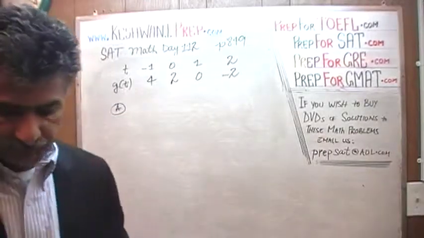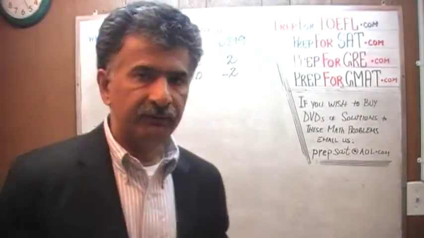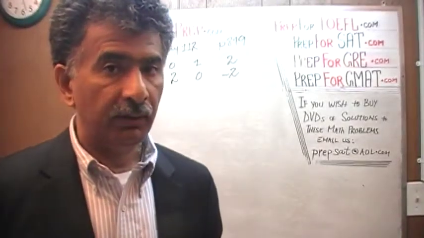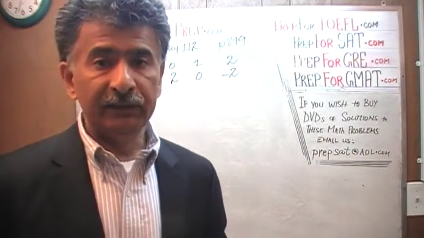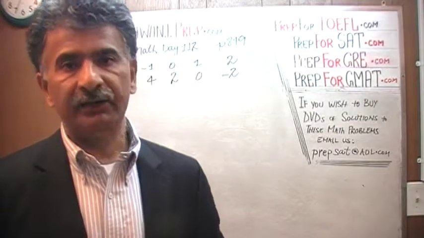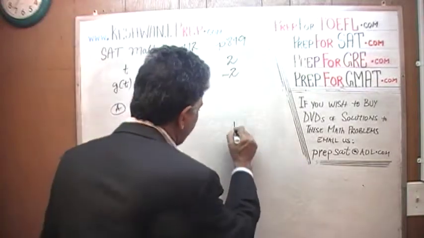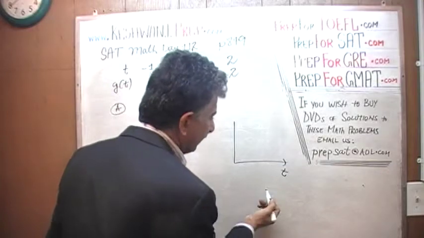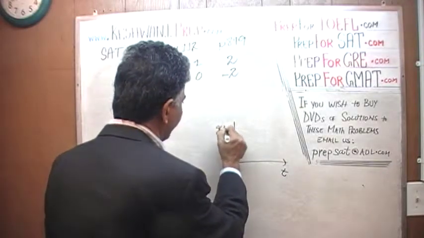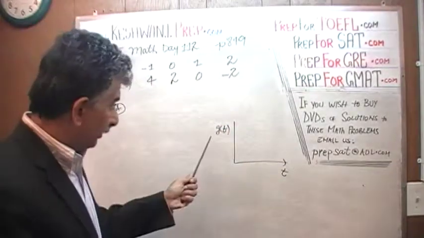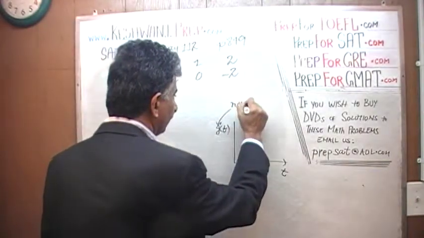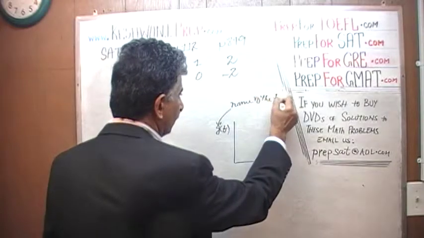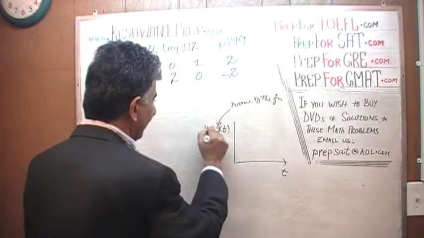The easiest and the simplest way to deal with a problem such as this one is, first of all, to look for the x-intercept and the y-intercept. For example, if you were to put it on the graph, this will be the t, the independent variable, and this is the value of the function. The name that they're giving to the function is g. And that, of course, is the value of the y.